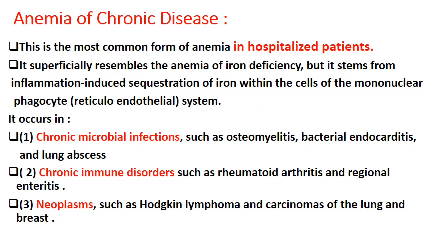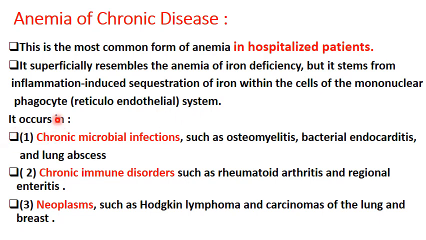Anemia of chronic disease. This type of anemia is important, and it is the most common form of anemia, especially in hospitalized patients. It superficially resembles the anemia of iron deficiency, but it stems from inflammation, which induces sequestration of iron within the cells of the mononuclear phagocyte, the reticuloendothelial system.